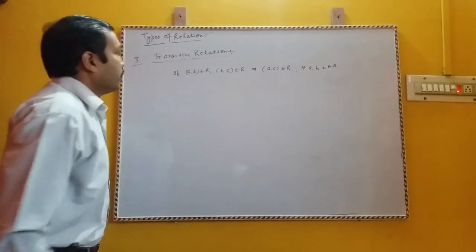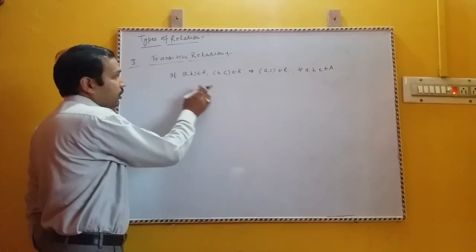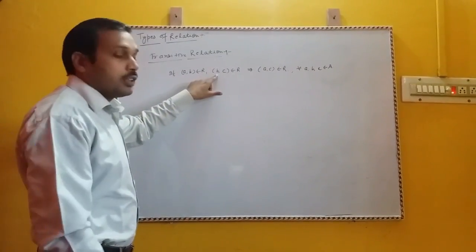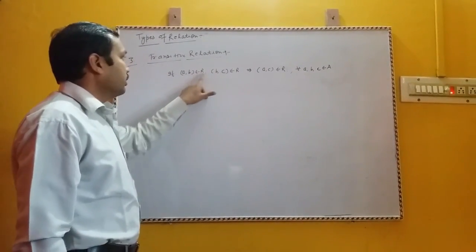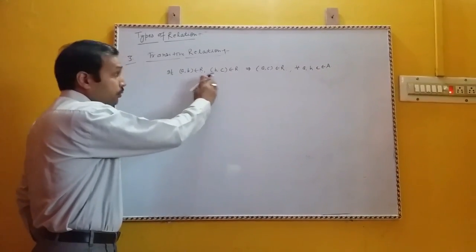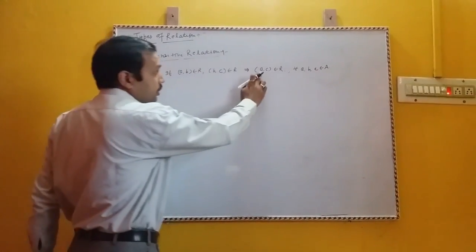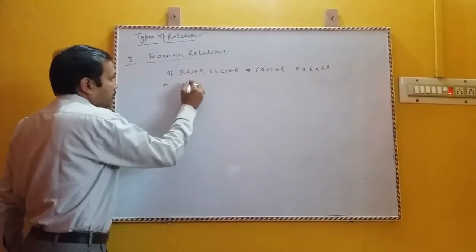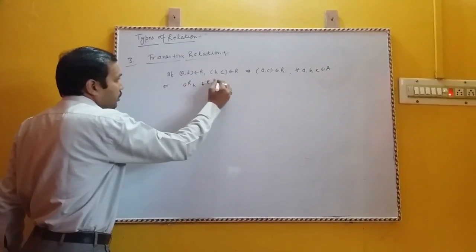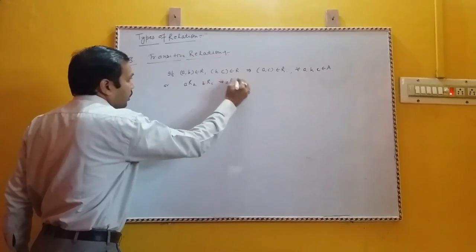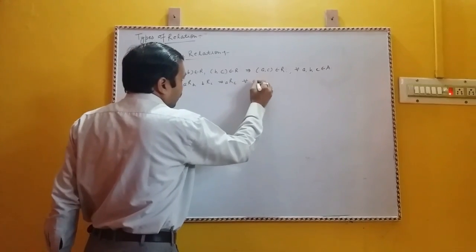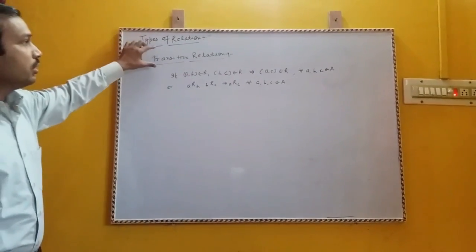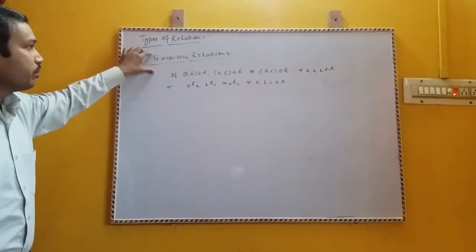More precisely, if there exist two ordered pairs AB and BC, where the second element of the first ordered pair and the first element of the second ordered pair are the same, and (A, C) belongs to R, or in other language, A R B and B R C implies A R C, for every A, B, C belonging to A, then the relation is said to be a transitive relation.